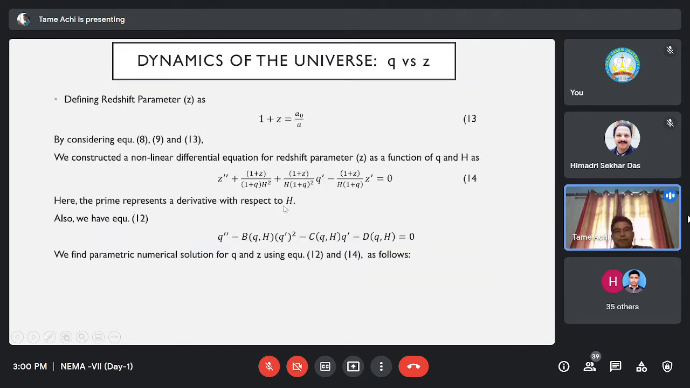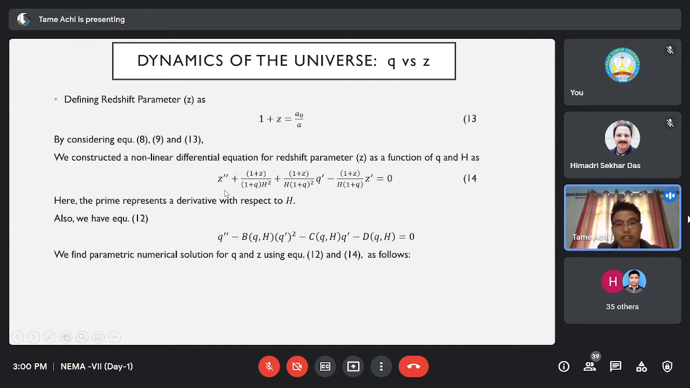Now we have defined a new term, that is the redshift parameter Z in terms of the scale factor. So we have the Hubble parameter H in terms of the scale factor, then we have the deceleration parameter Q in terms of the scale factor. We use all those equations and we construct equation number 14.